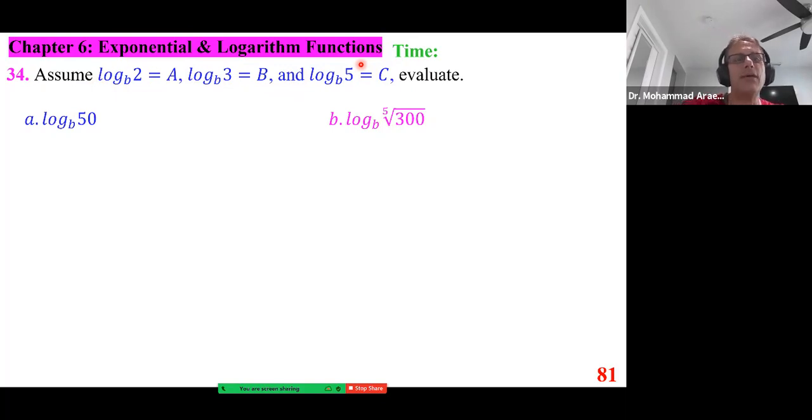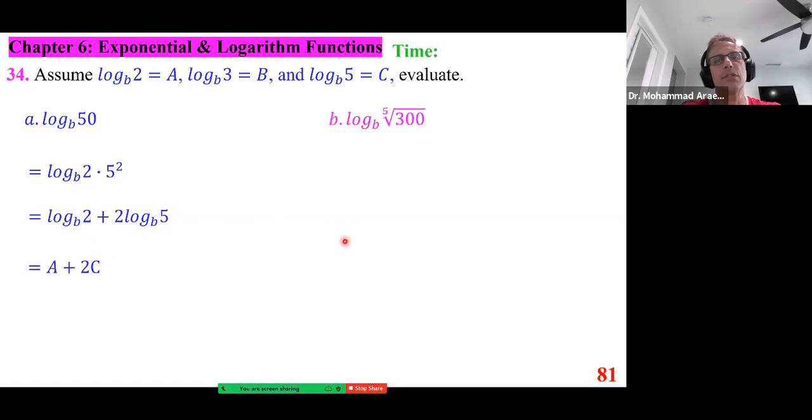Well, all you have to do, factor the numbers such that they involve those basic numbers 2, 3, 5. So 50, I hope you know that is 2 times 25, 2 times 5 squared. Therefore, it's log 2 plus 2 log 5, both of them with the same base. Replace, and you have the answer.